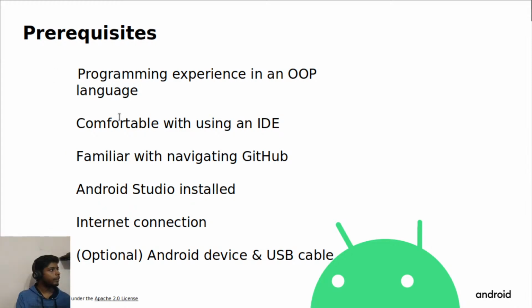So there are some prerequisites. I'll discuss them again. Any prior programming experience in an object-oriented language is recommended. You should be comfortable with using an IDE, any IDE is okay. Familiar with navigating GitHub. You should have Android Studio installed on your PC. You need an internet connection, and an Android device and a cable. The last part is optional, because if your PC has enough RAM to run both the emulator and Android Studio simultaneously, just go ahead. Otherwise, you'll need a cable and a device.